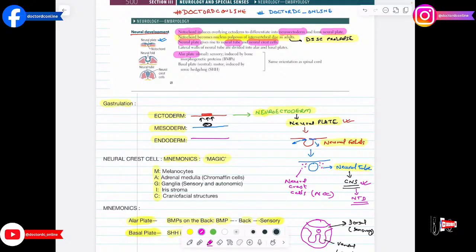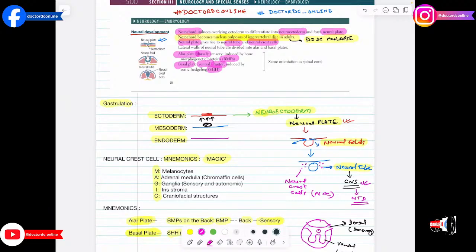For the Step 1 tips, the most important questions in Step 1, neural crest derivatives are the favorite exam topic. Know the signaling molecules, especially BMP for sensory, SHH for motor. Remember, the notochord becomes the nucleus pulposus, not a part of the nervous system.